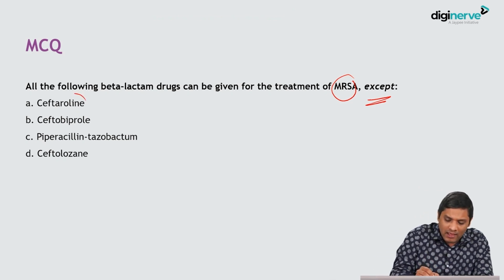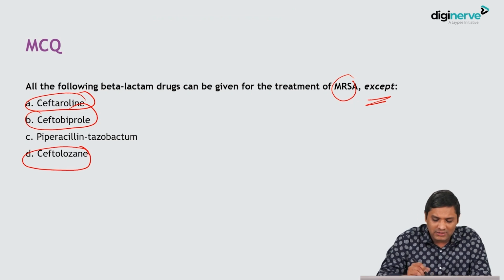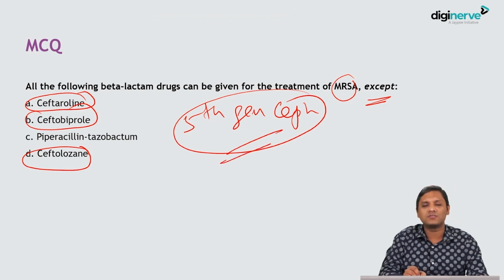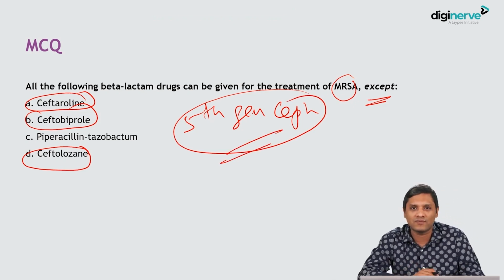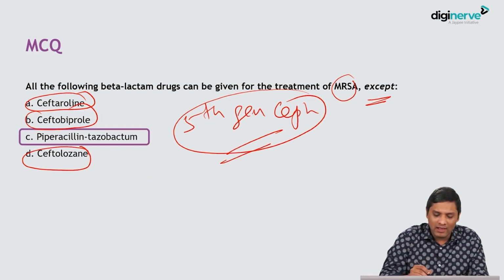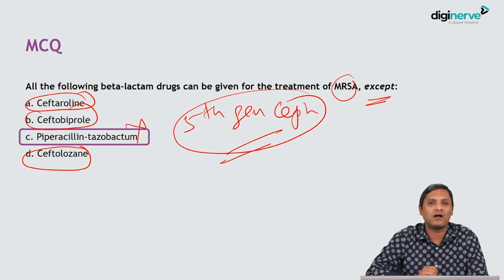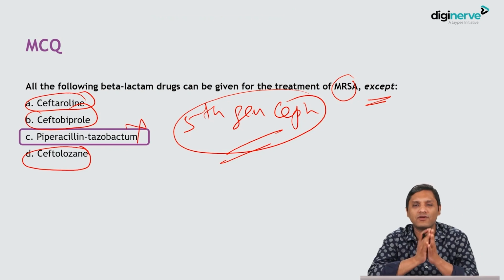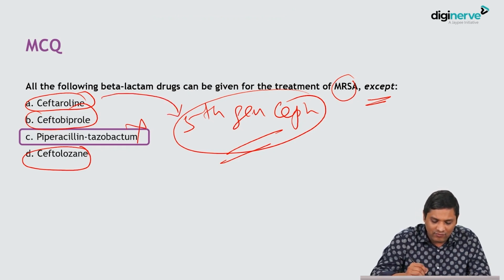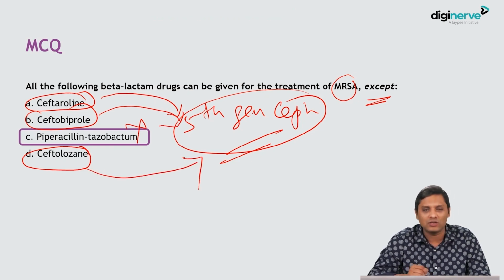So in this question, ceftaroline, ceftobiprole, ceftolozane, all these are examples of 5th generation cephalosporin. So 5th generation cephalosporin can be given for MRSA infection, but all other beta-lactam drugs should not be given, including piperacillin tazobactam. So please remember, for MRSA infection, all beta-lactam antibiotics are contraindicated except fifth generation cephalosporins such as ceftaroline, ceftobiprole and ceftolozane.